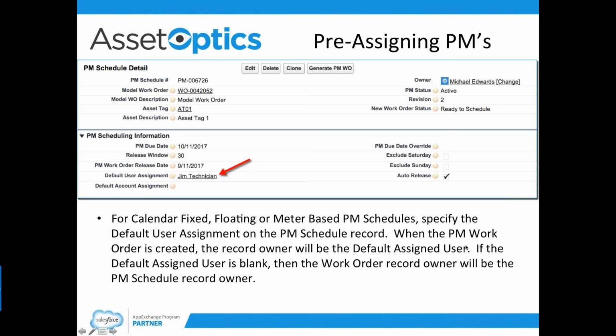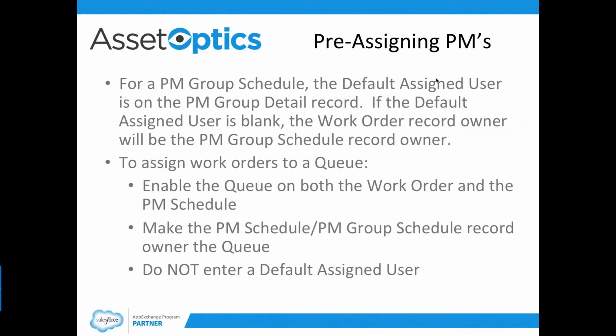Now, if you don't put a value in here, and this is a very important thing to understand, if you don't put a value here, then the record owner will be the record owner for the PM schedule. The record owner will be the PM schedule record owner. So when you have a multi-site implementation, you can utilize record-based security to isolate visibility across the enterprise.